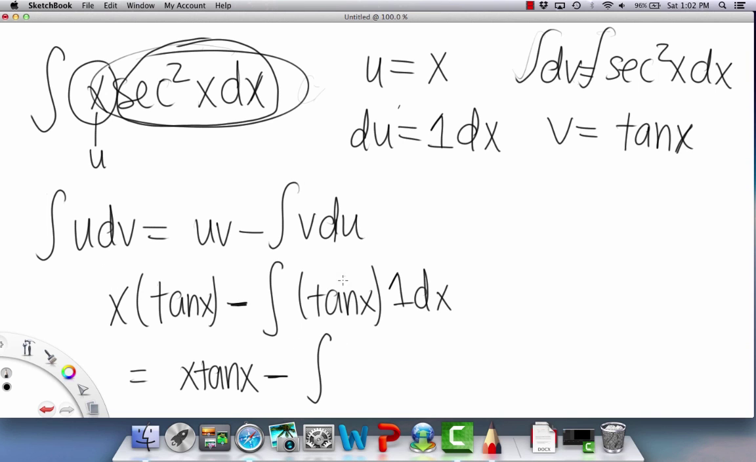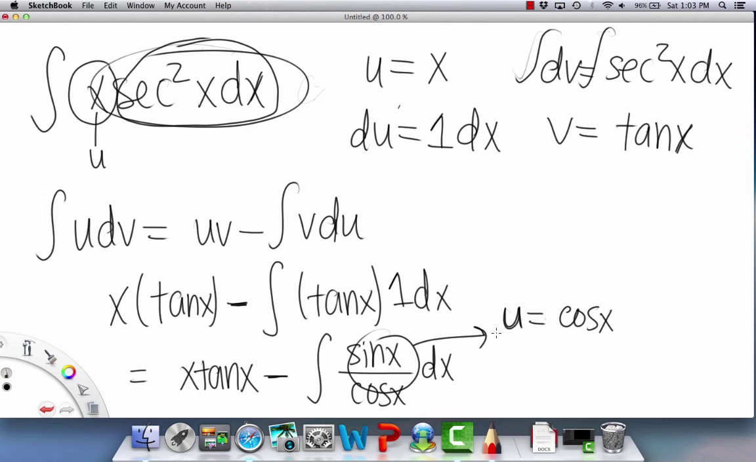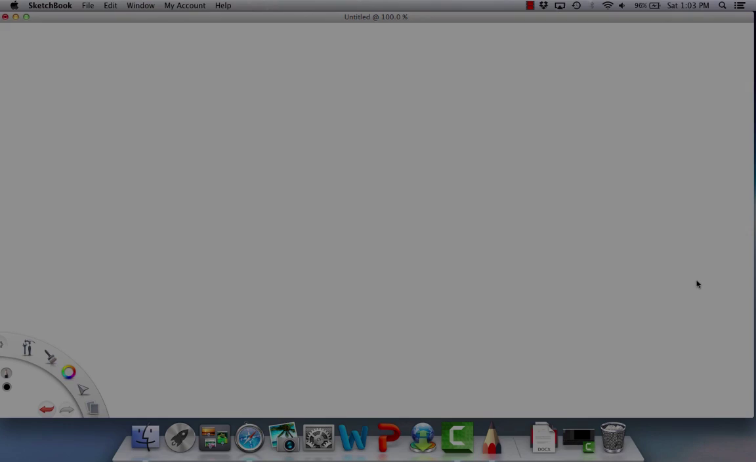And then this part though, the tangent x, we have to write that in terms of sine and cosine, and then it's easier to see how to integrate. Sine over cosine, and then dx right here, right? Okay, so now in comes a u sub that we have to do. So I'm going to say make u be cosine x, right? So u will be on the bottom. And then when you differentiate this, du equals negative sine x dx. Okay, so let me go on to a new page.